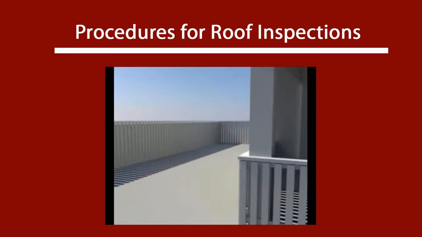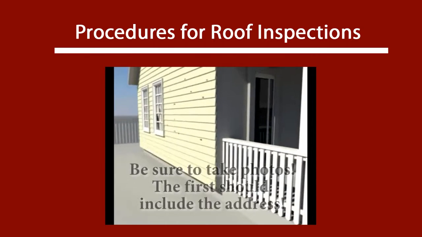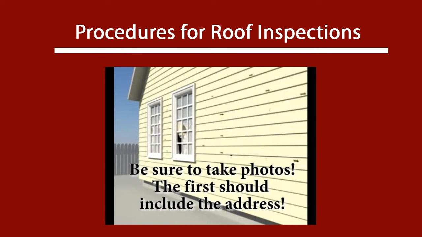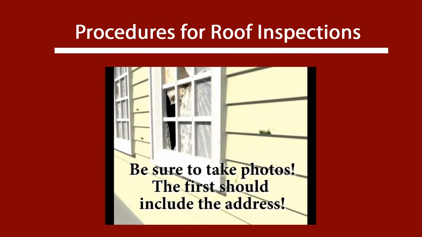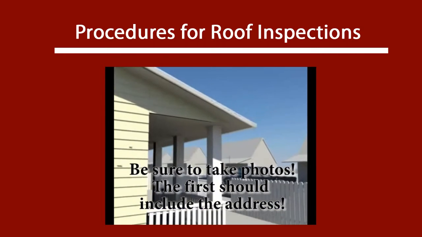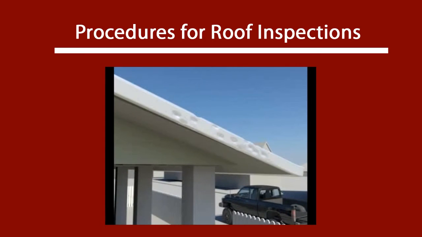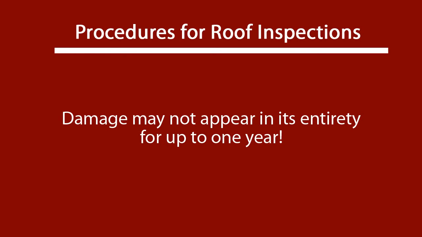Do your visual inspection by going around the ground level and looking at the house for hail or wind damage to siding, broken window panes, and problems to guttering. Be aware that damage may not appear in its entirety for up to 1 year.